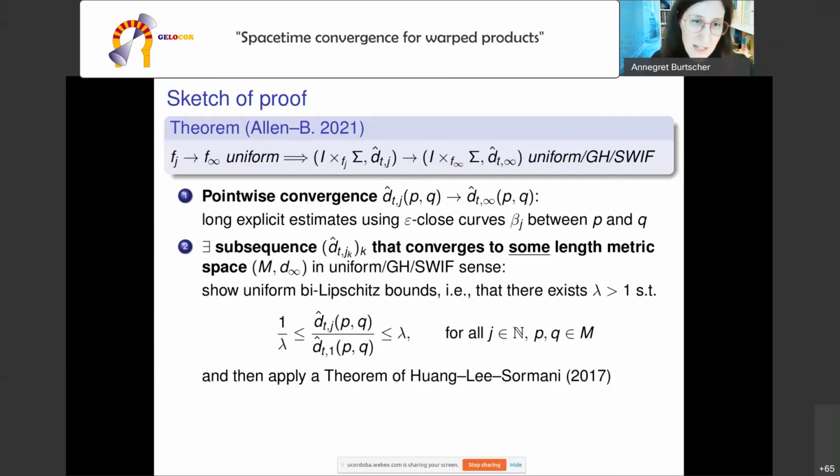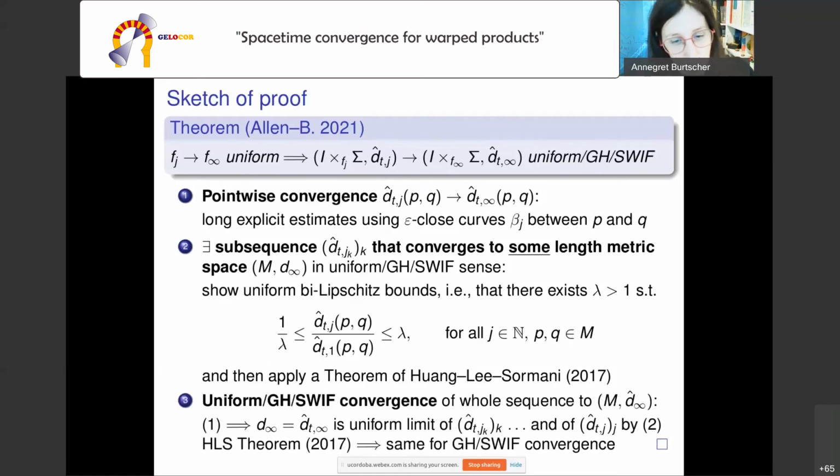And then essentially the idea is to put these two things together. You already know the pointwise convergence to the right limit, but it's only pointwise. But you also know the convergence to some length metric space uniformly for a subsequence, and then you put these two things together, and you can show uniform Gromov-Hausdorff and Sormani-Wenger intrinsic flat convergence of the whole sequence to the metric space with the null distance of the limiting warping functions.